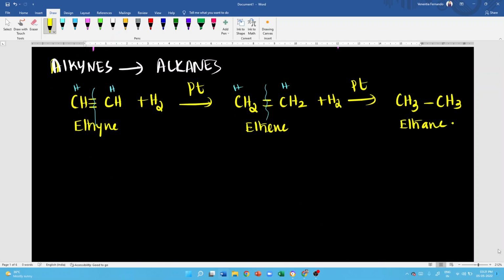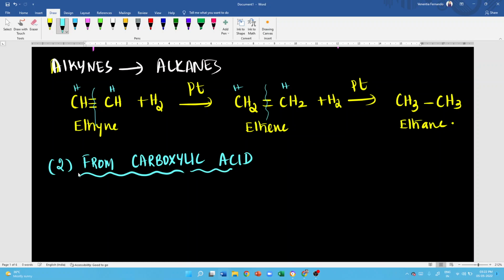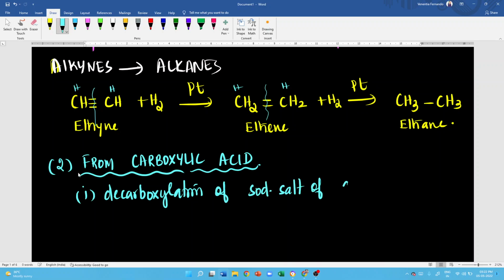So let me move to the second method of preparing alkanes: preparation from carboxylic acid. Here there are two divisions, two kinds of equations. The first one is decarboxylation of the sodium salt of carboxylic acid.